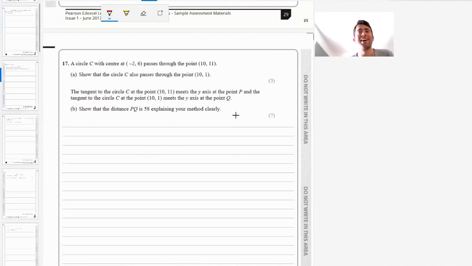Circles questions, as with previous questions, I immediately think that I'm going to be doing a sketch. Do a sketch for all circles questions. We've got a centre at -2, 6, so here somewhere. And it passes through, oh my God, 10, 11, all the way over here. I've done my sketch in the wrong place. I'm going to persevere with it.